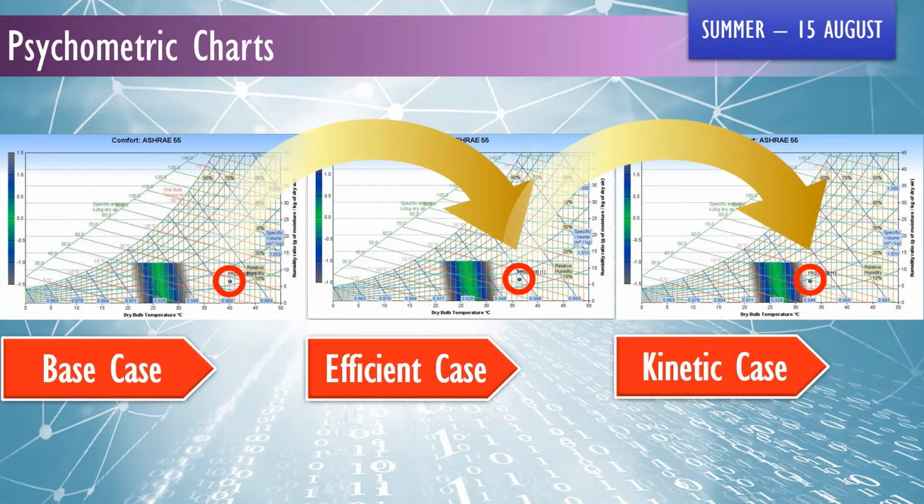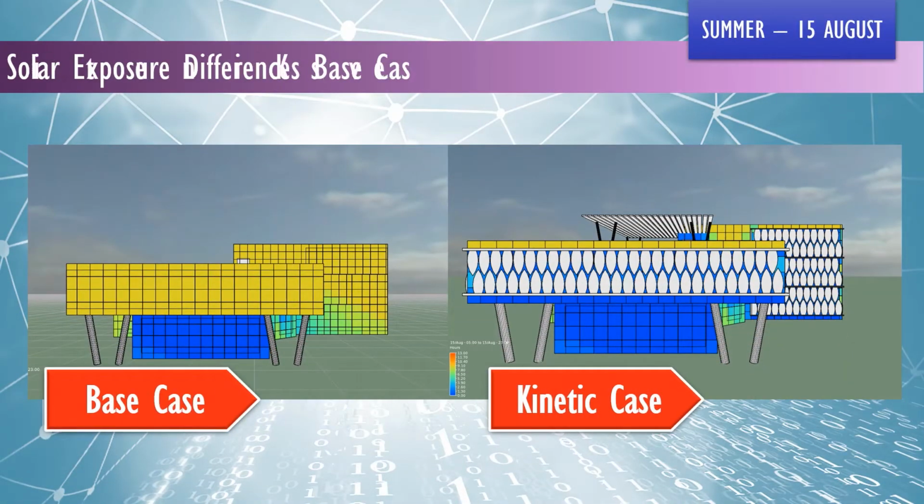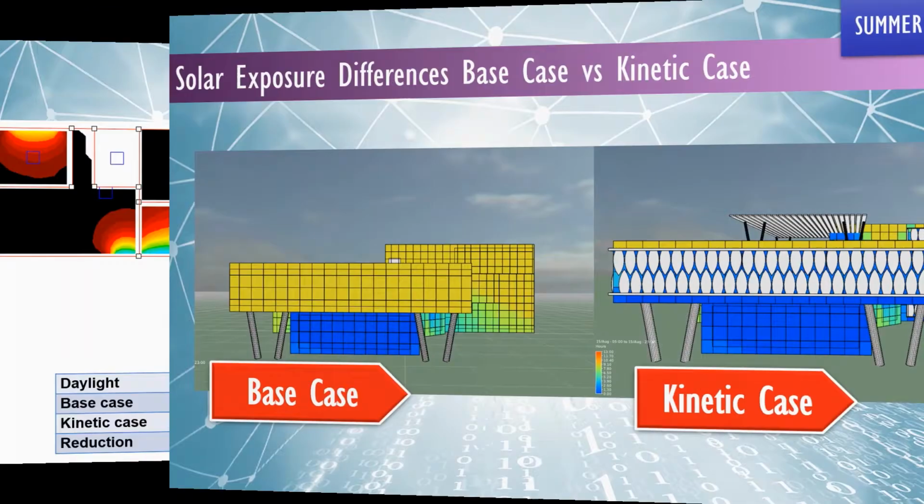Looking at the psychometric chart, we see that it has changed significantly and become closer to the comfort zone from the base until the kinetic case at noon. Significant solar exposure differences on the south elevation from base to kinetic cases.